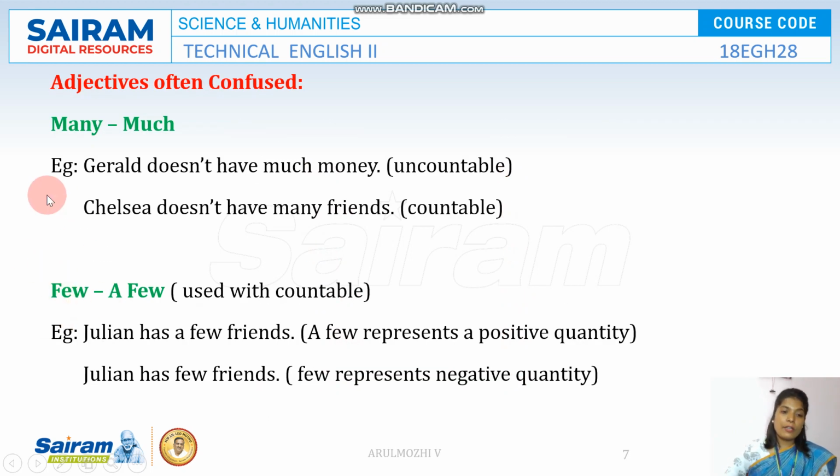Okay, we are going to just have a quick look into the adjectives that confuse us frequently. Many and much. As I said, they are the same. Okay, they mean many, more. But we use many for countable nouns and much for uncountable nouns. Take for example, Gerald doesn't have much money. Money is uncountable, so we say much money. Stella doesn't have many friends.